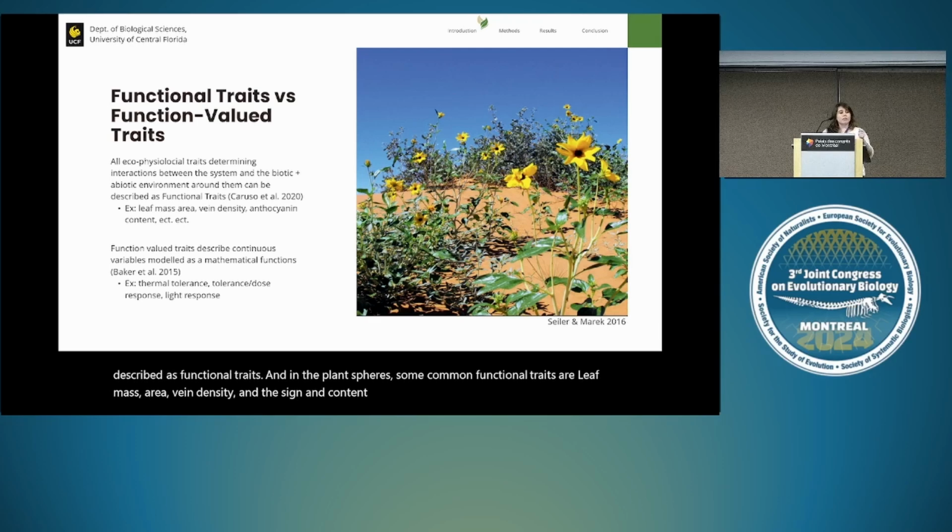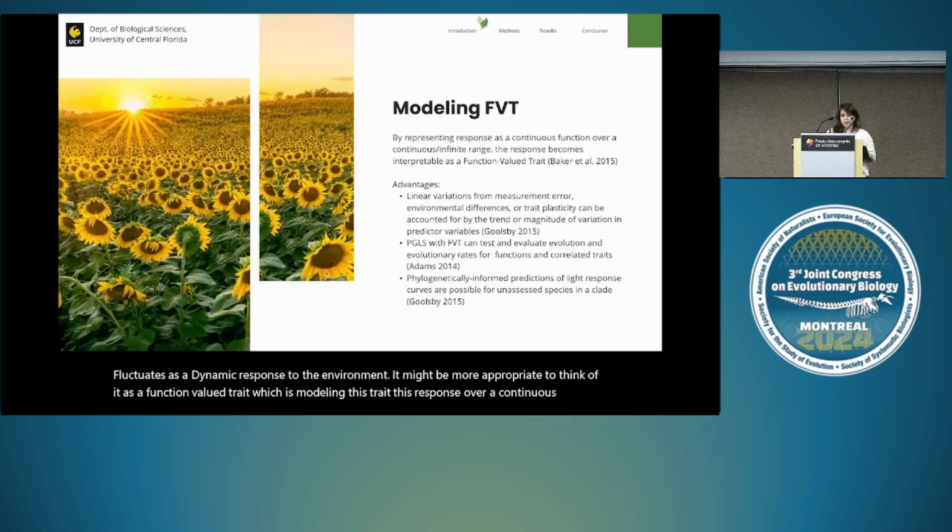But if the trait that you're interested in is not independent, or if it fluctuates as a dynamic response to the environment, it might be more appropriate to think of it as a function-valued trait, which is modeling this trait, this response, over a continuous interval. By representing our response as this continuous function over some infinite range, we can interpret it as a function-valued trait, which has a few advantages in analyses.